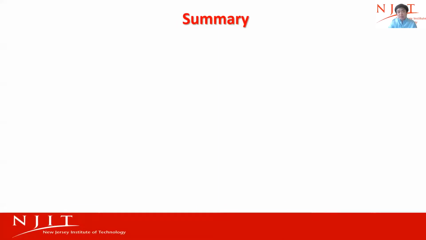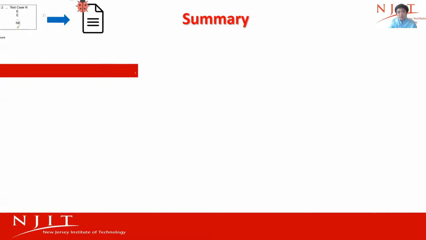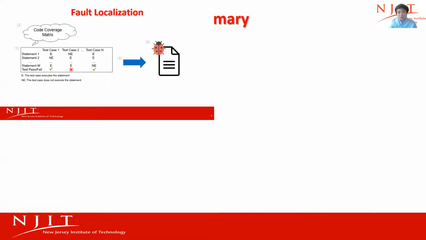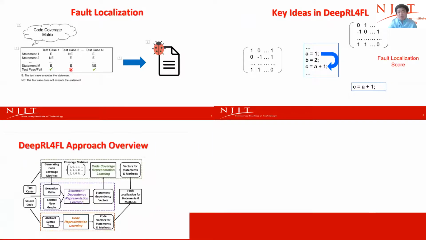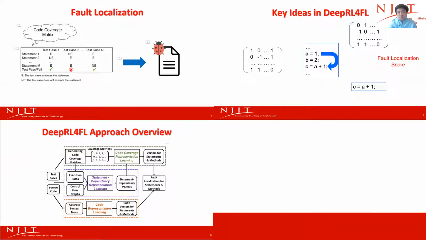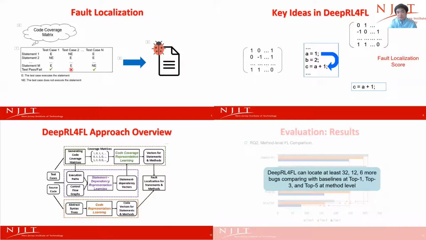After we talk about the example, we want to make a summary for today's presentation. In today's presentation, we first talked about what fault localization is, and then we introduced our new approach called DeepRL for FL with some key ideas. And then we introduced an overview of our approach. And after that, we analyzed the results. The results show that our approach can outperform all baselines. It means that our research is successful and meaningful.